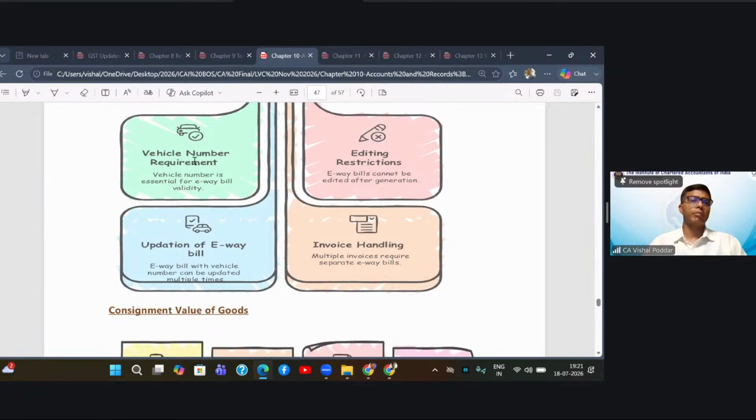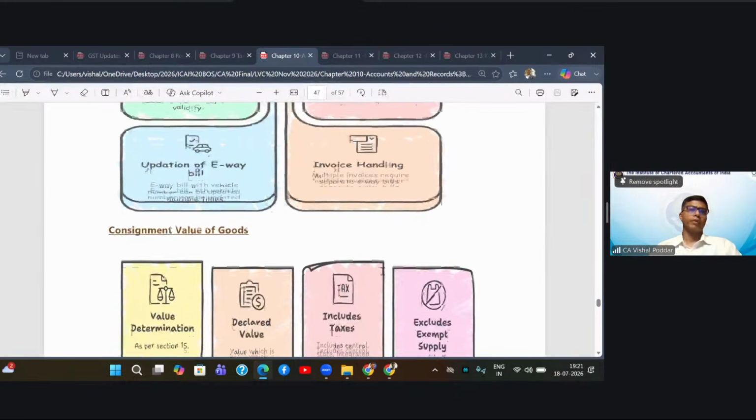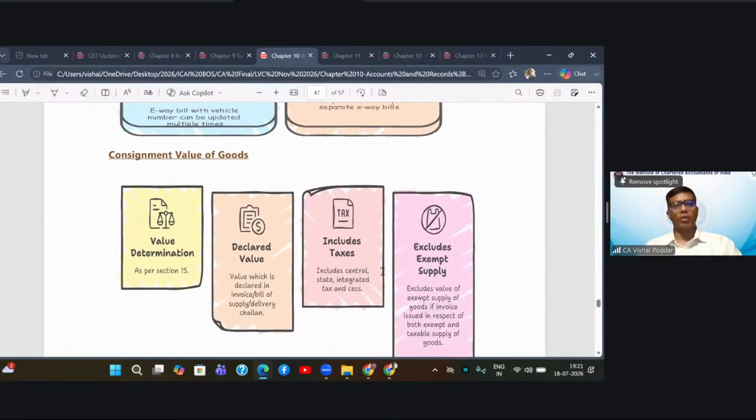Now, what are the details that are required? Vehicle number is very important, because without this, the e-way bill part B cannot be finalized. Next, editing. E-way bills cannot be edited after generation. Updation, yes, possible. So wherever during transit either the vehicle has changed, or let us say the vehicle has a breakdown, in such cases you can do updation in the e-way bill. And multiple invoices will require separate e-way bills, because an e-way bill is for each invoice or each document.